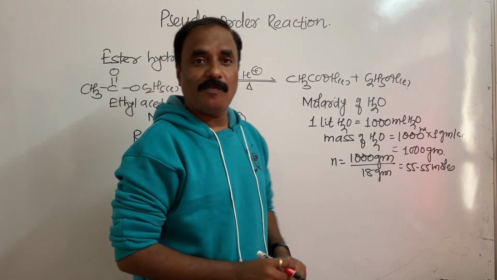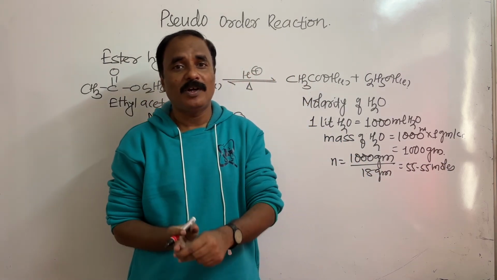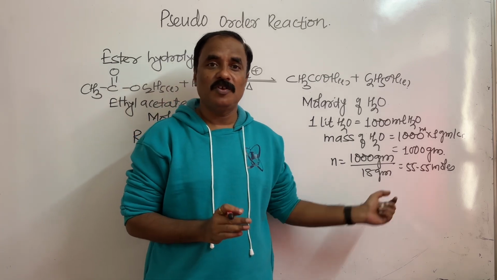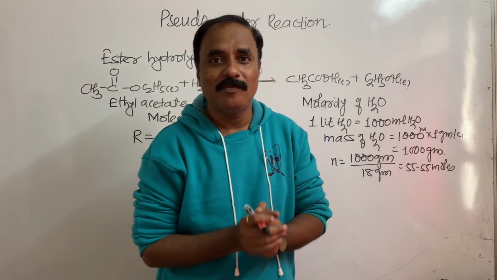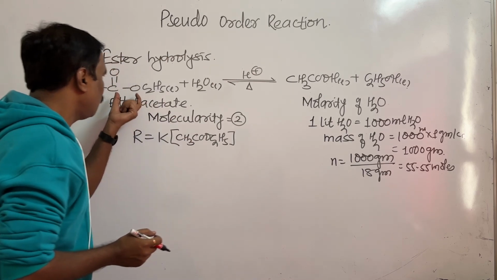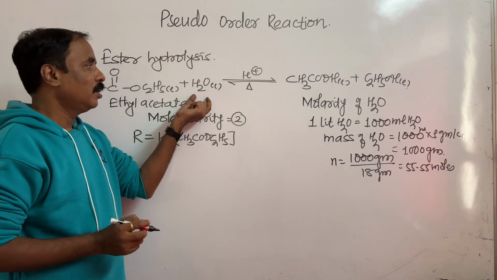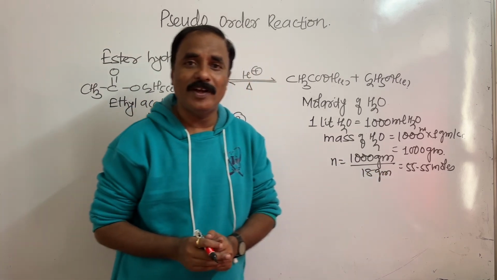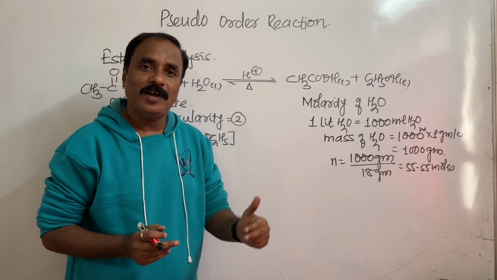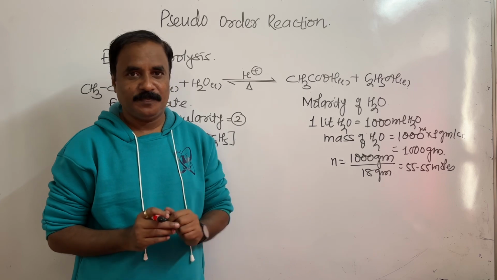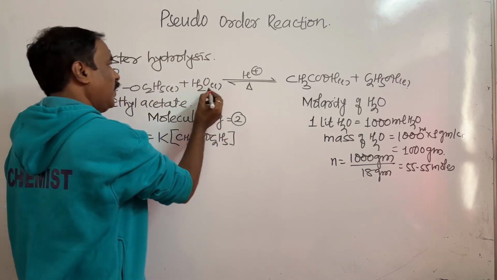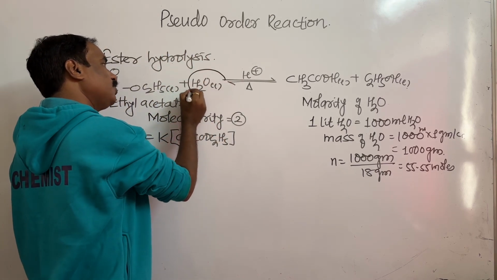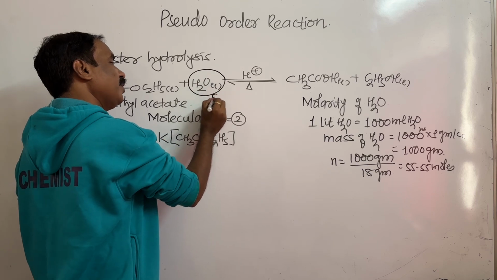And what is molarity of water here? Molarity of water is 55.55. How many moles of water are there? 55.55 moles. For this hydrolysis, we want only one mole. Yani, water is excess. How many moles? 54.55 moles of water are in excess. Yani, rate of reaction is independent of this reactant because it is in excess.